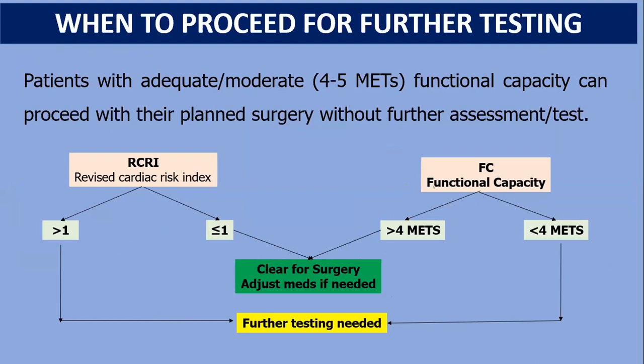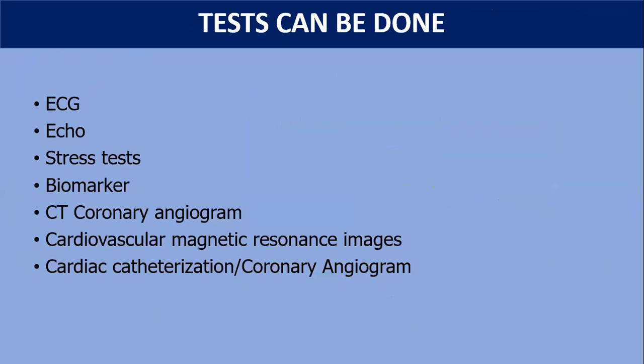If the patient has functional capacity of less than 4 METs, then you have to think about further testing to identify the risks and take steps accordingly, so that you can minimize the risks for the patient who is undergoing non-cardiac surgery. So what are the tests you have to advocate? You know all the names of the tests, beginning from ECG, echocardiography, stress test, biomarkers, CT coronary angiogram, cardiovascular magnetic resonance imaging, and cardiac catheterization, and so on, coronary angiogram.